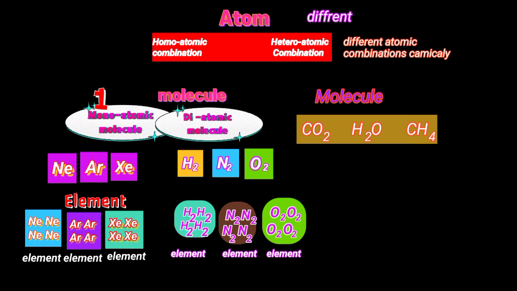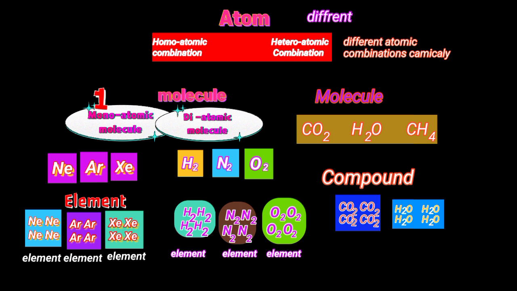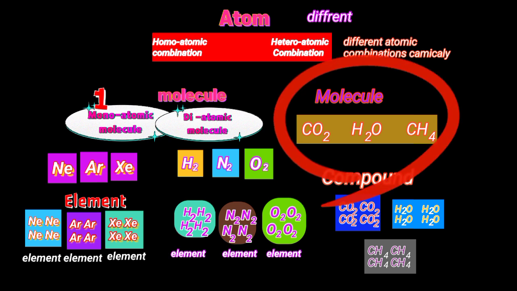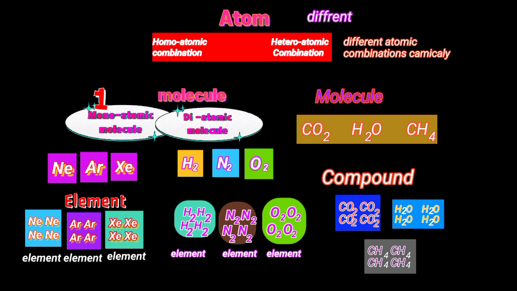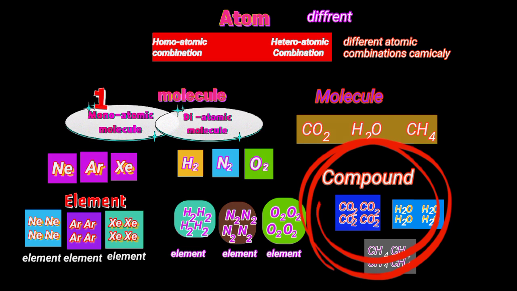When many heteroatomic molecules are combined together, they form a compound. For example, when many molecules of CO2 are combined together, they form a compound of CO2. Similarly, when many molecules of H2O are combined together chemically, they form a compound of H2O. And when many molecules of methane are combined together chemically, they form a compound of methane. So remember that heteroatomic combination also forms molecules, and heteroatomic molecules are combined together to form a compound.